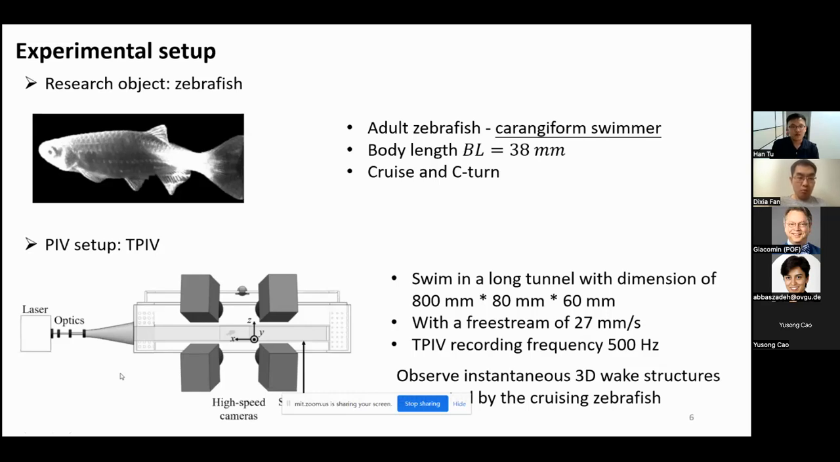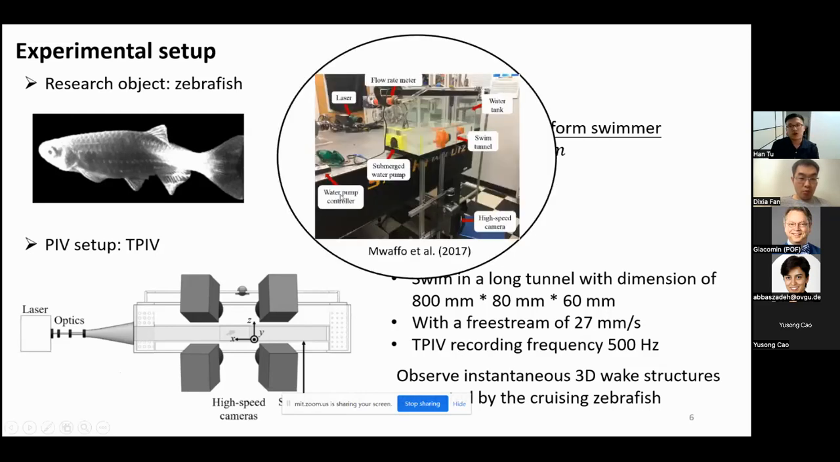So the tested fish will be faced with a water current, and it may want to cruise against the incoming free stream. In fact, the total setup basically follows the setup in Morpho et al. in 2017 here. They also built a swim tunnel for the zebrafish and conducted planar PIV experiments. Here we updated this setup and launched the Tomo PIV, and the recording frequency of the system is 500 Hertz, which is quite high, and the data is time resolved. This is very important because the lasting time for any maneuver of the zebrafish is very short.